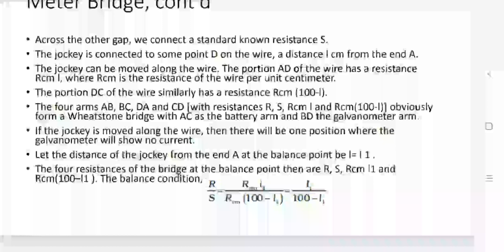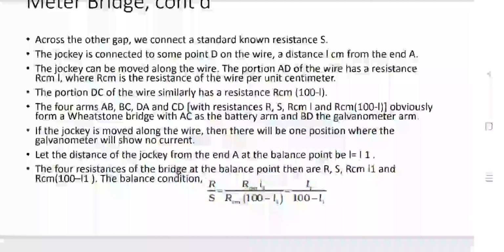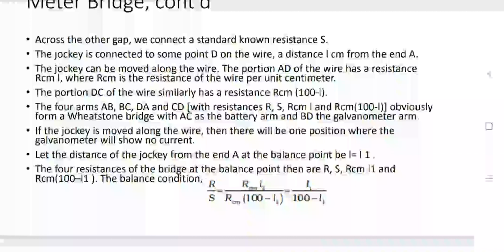So my resistance value between A to D is now R L1, and between D to C is R into 100 minus L1. Right? So now, for that bridge balance condition, from the Wheatstone bridge, the equation is R by S equal to R L1 divided by R 100 minus L1. Here it is noted as R cm, that is the resistance of the meter scale. So that is R_CM is defined.